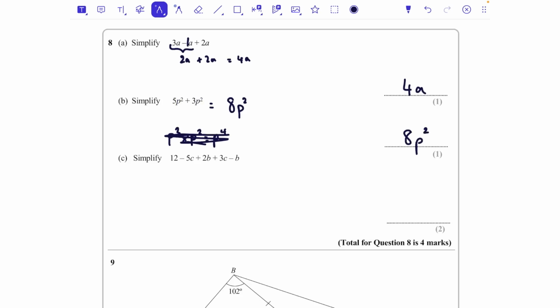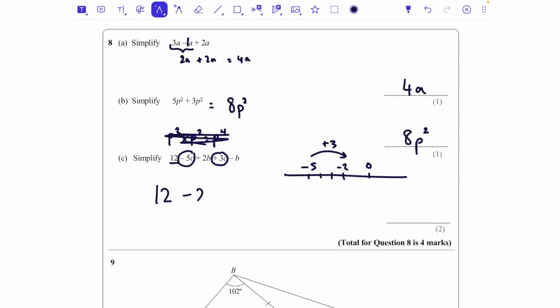And for part C, I've got 12 minus 5c, add 2b, add 3c minus b. So first, the 12 has to stay on its own. There are no other constant terms, just numbers on their own. So that needs to stay as it is. Then I've got minus 5c, add 3c. Now think about your number line. If you are at minus 5 and you add 3, you're going to go this way, and you'd go minus 4, minus 3, minus 2 is where you'd get to.